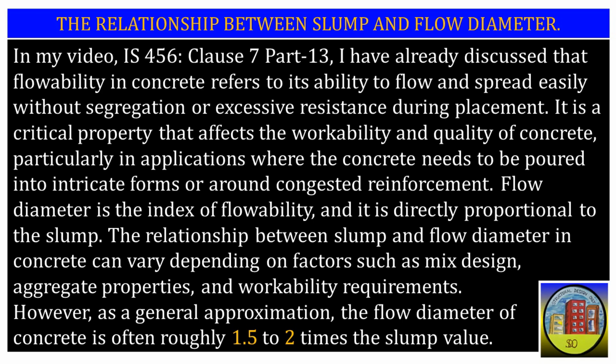Flow diameter is the index of flowability, and it is directly proportional to the slump. The relationship between slump and flow diameter in concrete can vary depending on factors such as mix design, aggregate properties, and workability requirements. However, as a general approximation, the flow diameter of concrete is often roughly 1.5 to 2 times the slump value.